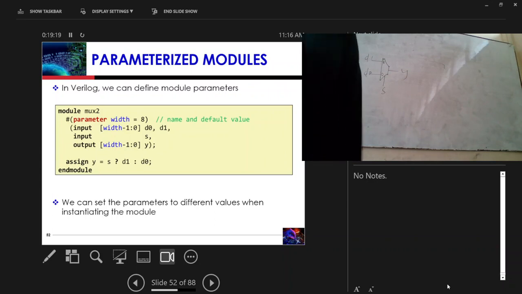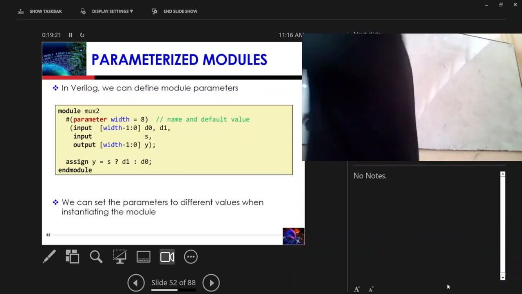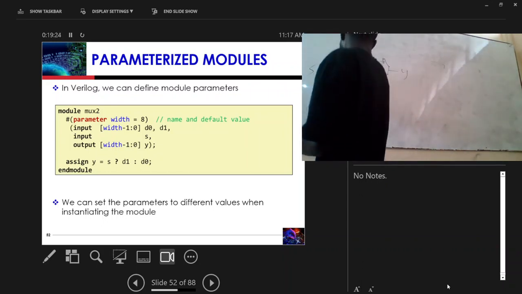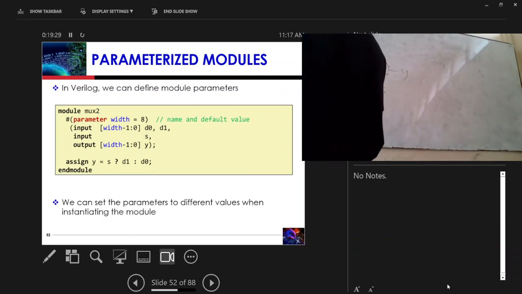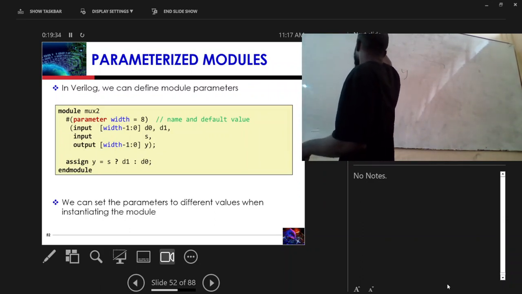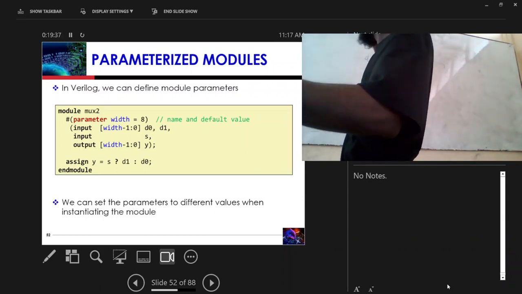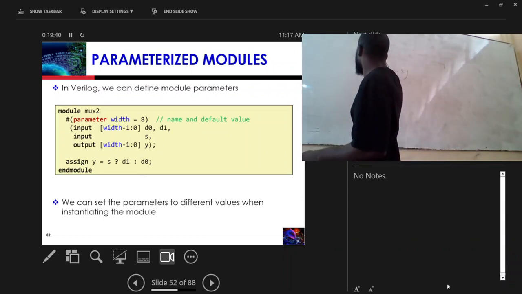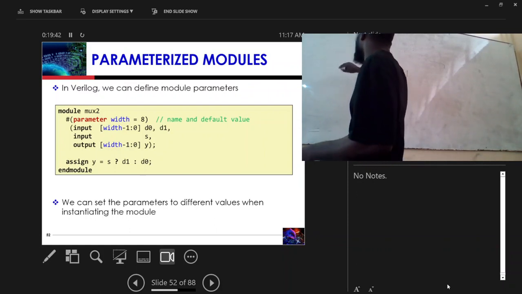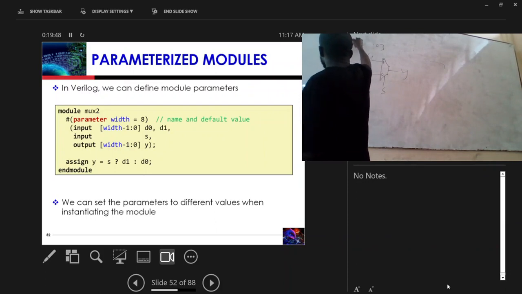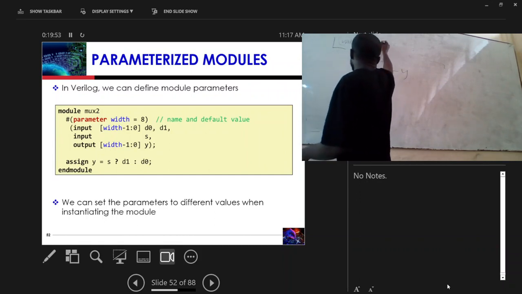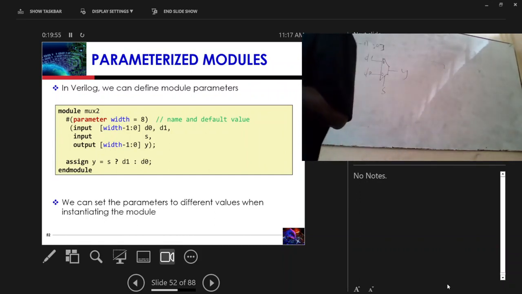So now here, instead of giving the model fixed D1 and D0, let's say we either do 3 to 0 or 4 to 0, what I do is make my width a variable. It is not 3 anymore, but it will be width minus 1 down to 0. Understood? Yes, sir.